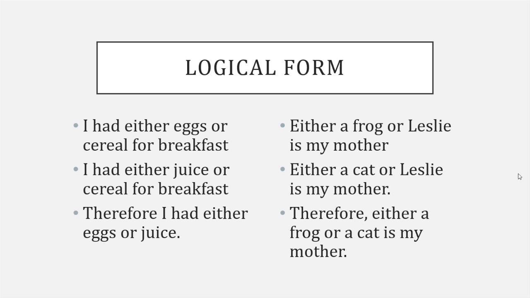Now, as a matter of fact, my mom's name is Leslie. So it is true, as an actual matter of fact, that either a frog or Leslie is my mother. One half of that is true, because my mother's name is Leslie, so Leslie is my mother. So it's true that either a frog or my mother is Leslie. It's a weird thing to say, but it's true. It's also true that either a cat or Leslie is my mother. Yeah?